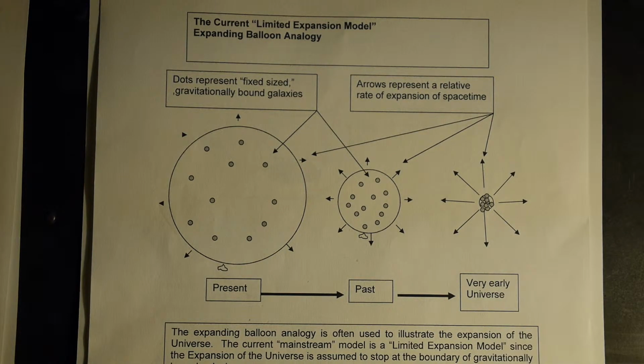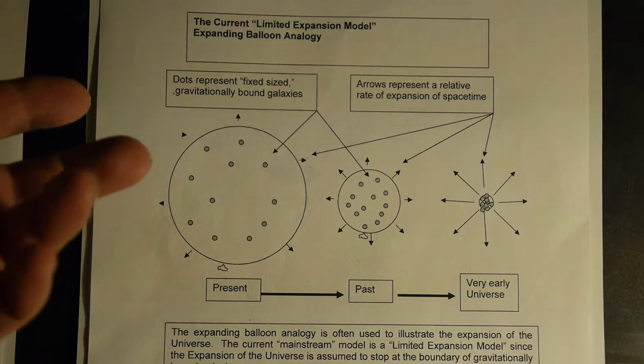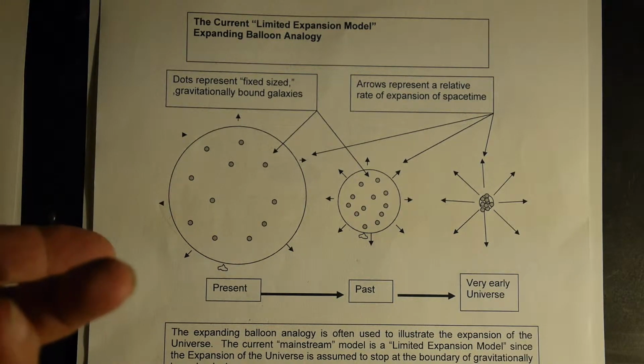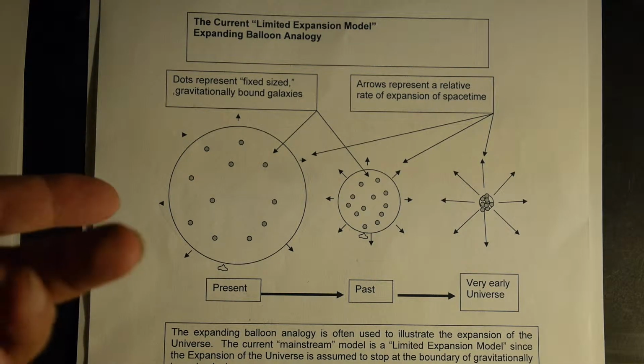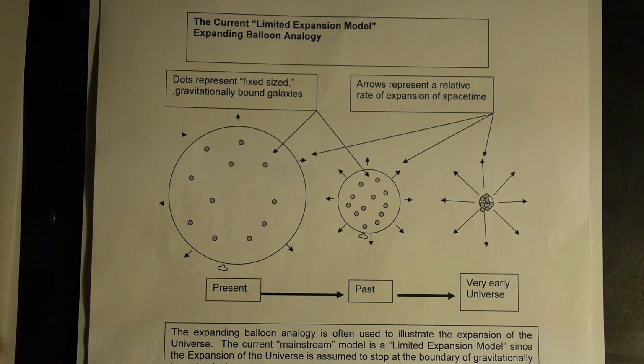This drawing illustrates the limited expansion model. And here we have, and you can find this illustration in many astronomy books describing the expansion of space based on the limited expansion model, meaning that galaxies are gravitationally bound. The expansion of space stops outside the boundaries of galaxies with some unexplained transition between the two.